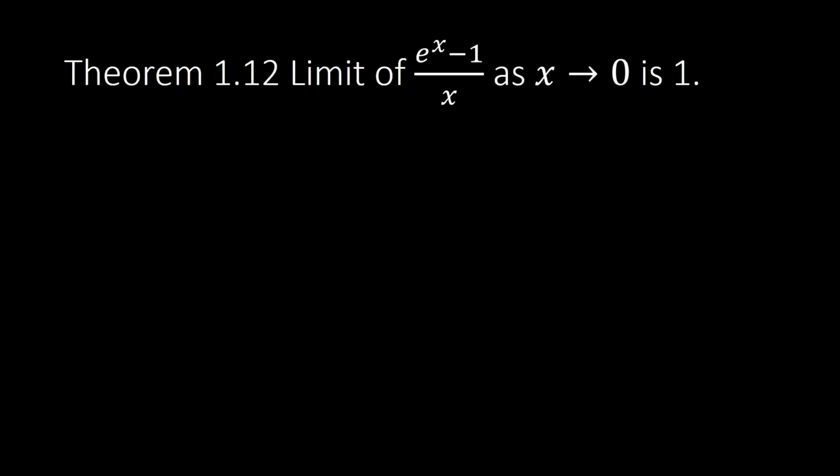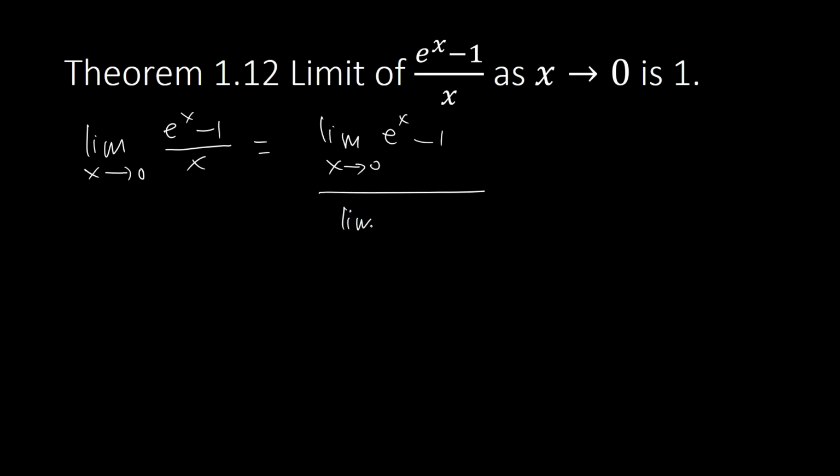Theorem 1.12, the limit of e to the x minus 1 divided by x as x approaches 0 is 1. Okay, so let us get the limit of e to the x minus 1 divided by x as x approaches 0 using what we know about the limit theorems of exponential functions and a simple polynomial function. So this is going to be the limit of e to the x minus 1 as x approaches 0 divided by the limit of x as x approaches 0.